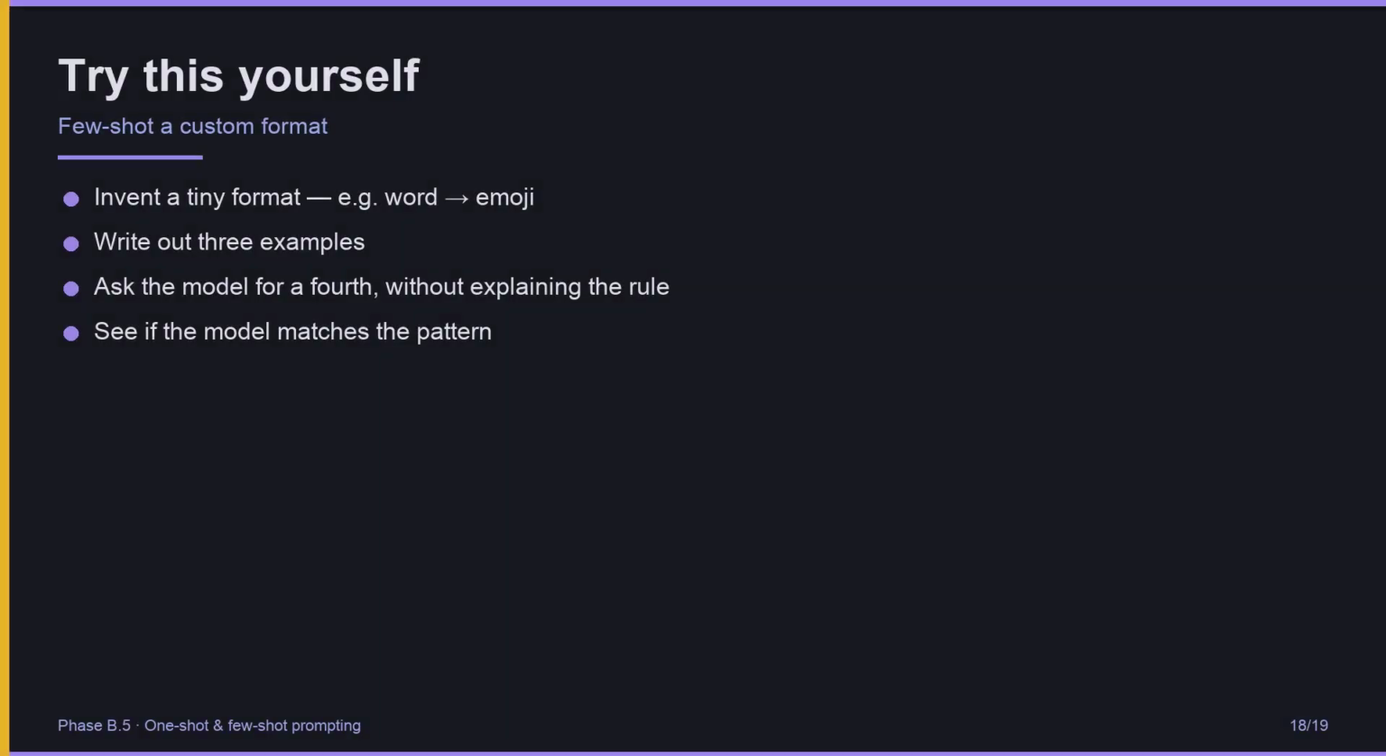Here is a small exercise. Invent a tiny format, word to emoji, name to mood, country to food, whatever you like. Write out 3 examples. Ask the model for a 4th without explaining the rule in words. See if the model matches the pattern. Try with a confusing format and see how few-shot still gets it right. This exercise will give you an intuitive feel for the technique.